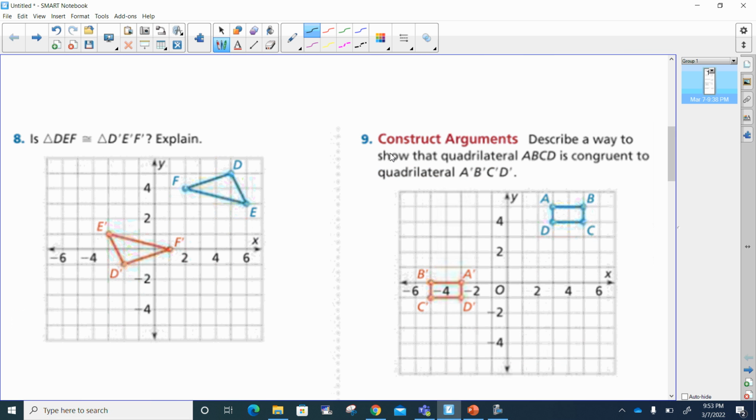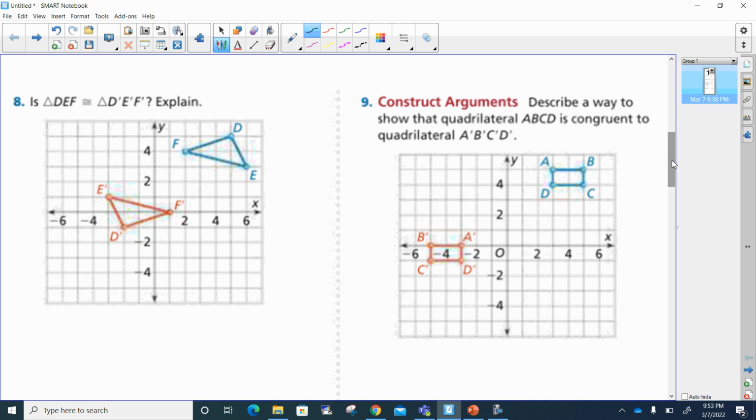That's number 9. Describe a way to show a quadrilateral ABCD is congruent to ABCD prime. Well, the pre-image is over here. So I see that this is 1, 2, 3 blocks away from the y-axis, and so is this one, 1, 2, 3. So that tells me that D, we could reflect across and put D over here. And we could put A over here, and B over here, and C over here.